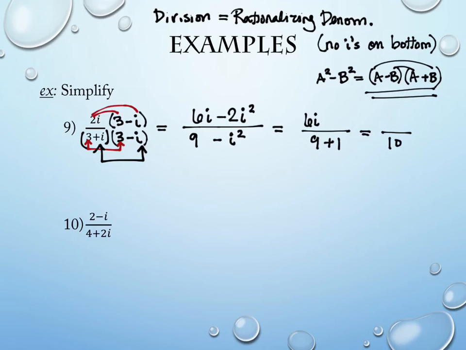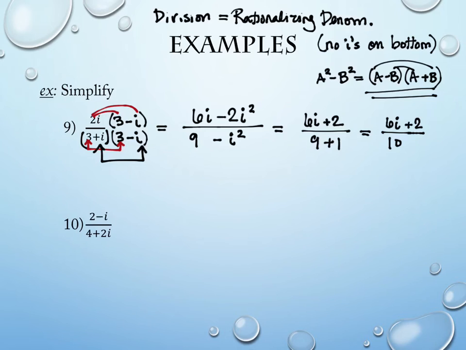6i stays. What happens to the i squared then? It becomes a negative, or -2 times -1. So we get +2, right? So the -2i squared becomes +2 at the end. I can't combine those terms, so it really will just stay 6i and 2.